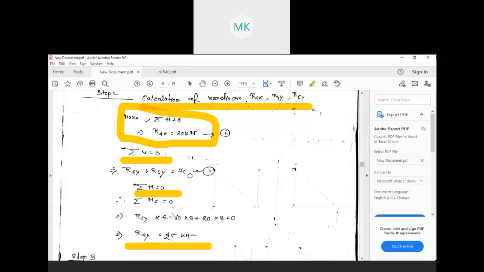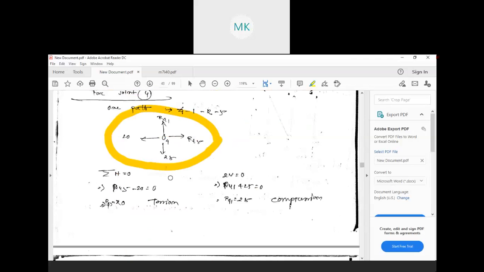But in the diagram, we are drawing outwards, sir. It should be inwards, sir, because even in the calculation we use RU5 minus 20. So I think it should be inwards, sir. Yes, this should be inward. Okay, this should be inward.